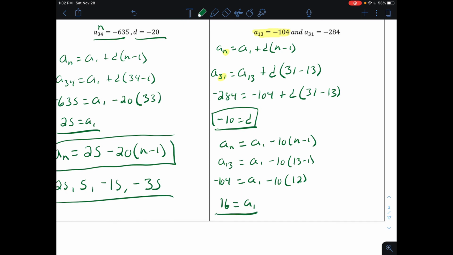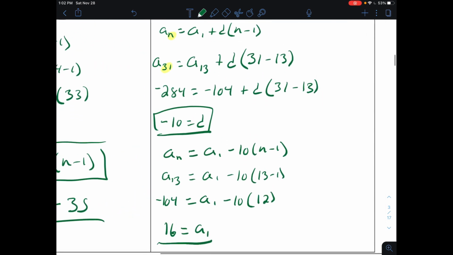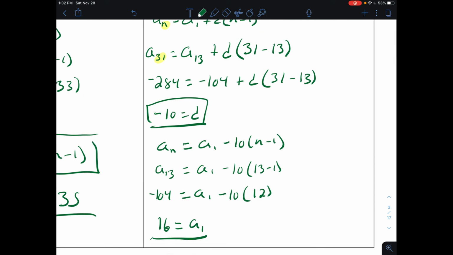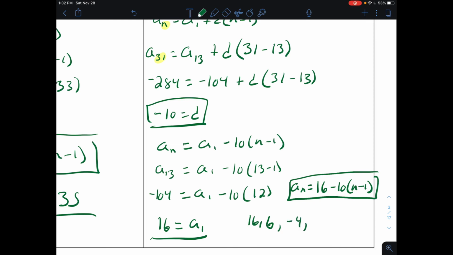So now we know all of the parts for our explicitly defined function. Our explicit form would be a_n equals 16 minus 10 times n minus 1. Now, since we wanted to also write the first four terms, the first term was 16, so for the second term, I just subtract 10 from it. So we got 16, then we got 6, subtract 10 again, negative 4, subtract 10 again would be negative 14, and then this would continue on forever.